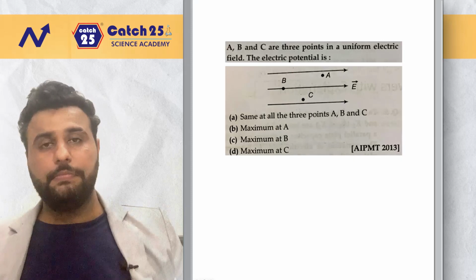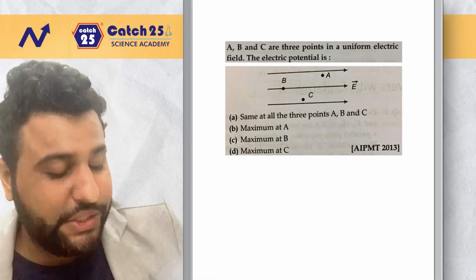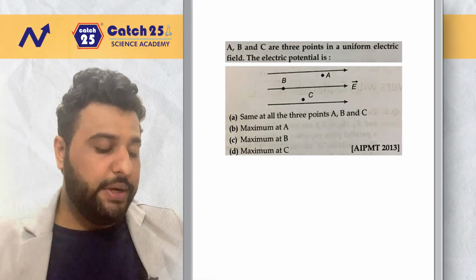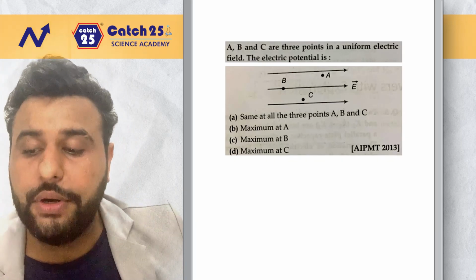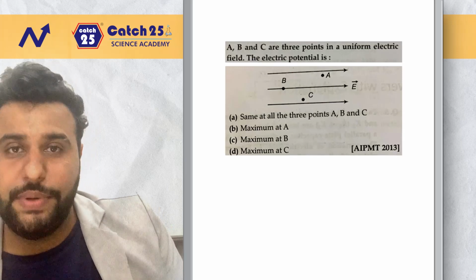Now, another very common question. A, B and C are the 3 points in a uniform electric field, and what happens to the electric potential, whether it is maximum, whether it is minimum.